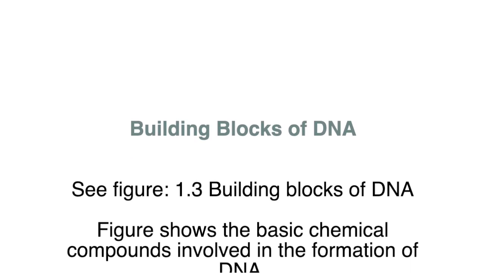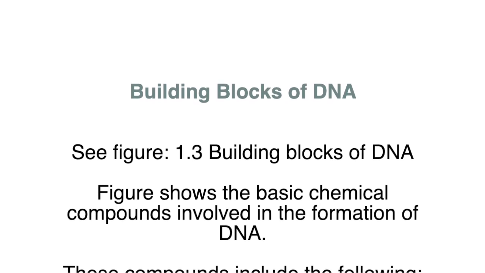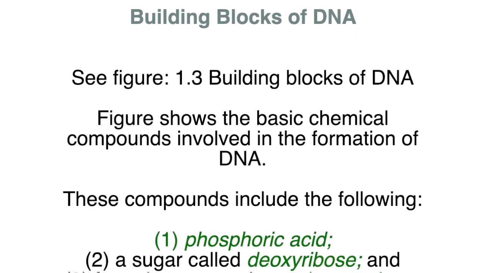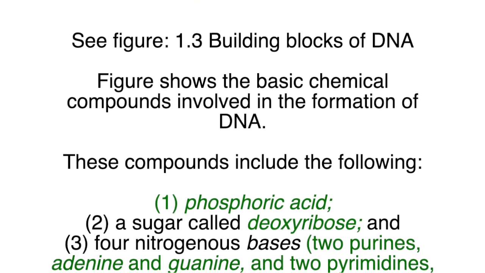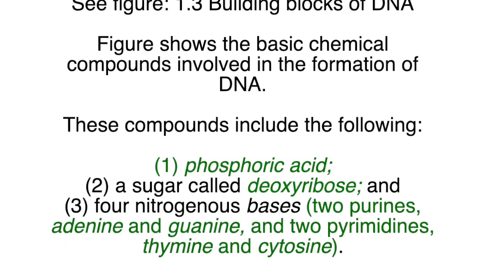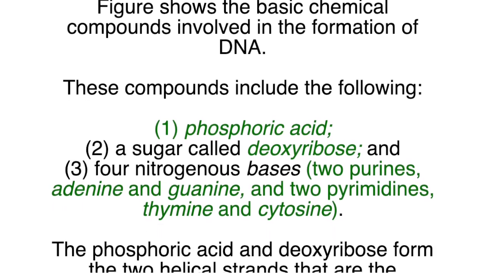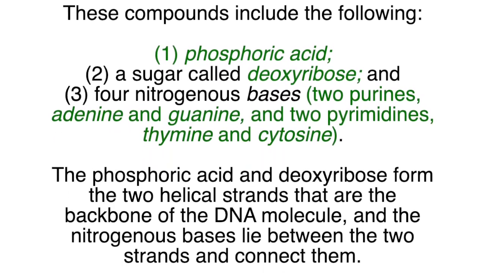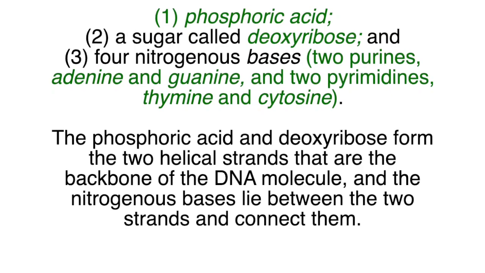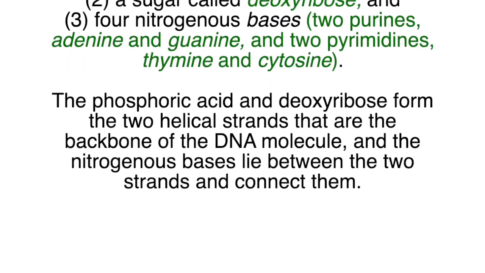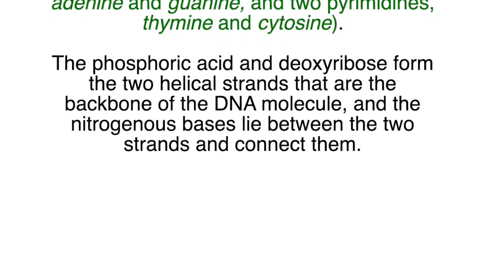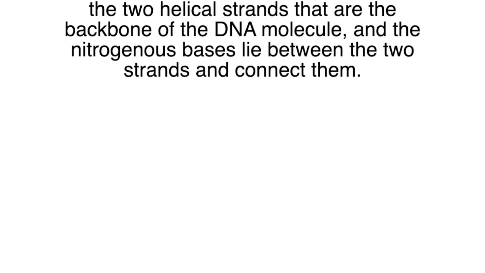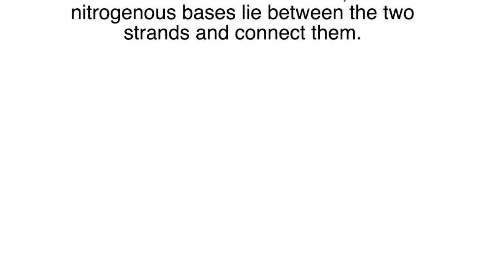The figure shows the basic chemical compounds involved in the formation of DNA. These compounds include the following: 1. Phosphoric acid, 2. A sugar called deoxyribose, and 3. Four nitrogenous bases, two purines, adenine and guanine, and two pyrimidines, thymine and cytosine. The phosphoric acid and deoxyribose form the two helical strands that are the backbone of the DNA molecule, and the nitrogenous bases lie between the two strands and connect them.